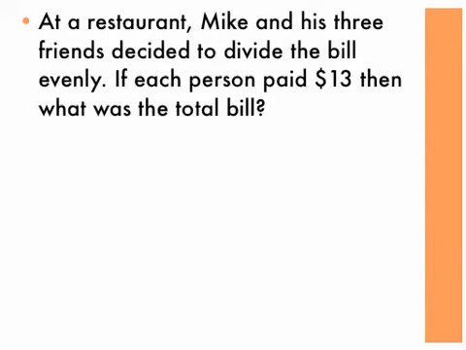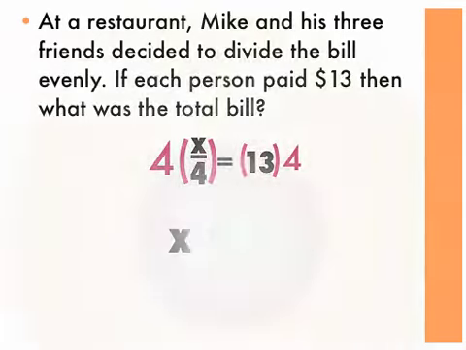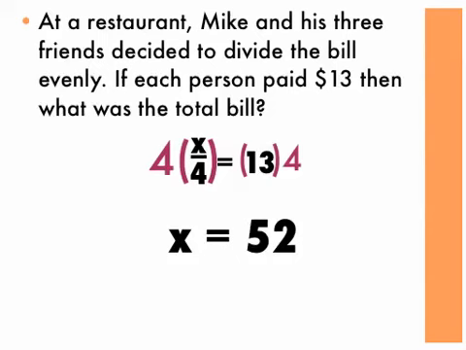It tells us that each person pays $13. We do not know the cost of the total bill. What I've done in this situation is take the total bill, which I'm going to assign the variable x, and divide it by 4, because 4 people are going to pay for it. So x divided by 4 equals 13. Now to solve for x, I need to multiply by 4 on both sides. When I multiply by 4 on both sides, I find that x equals 52, or the original bill was $52.